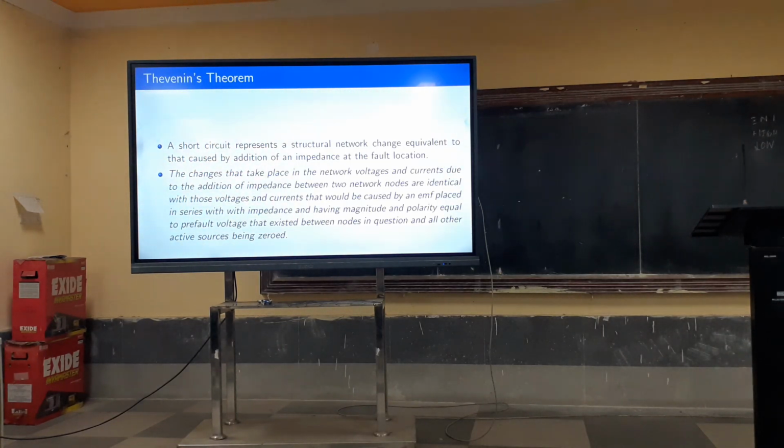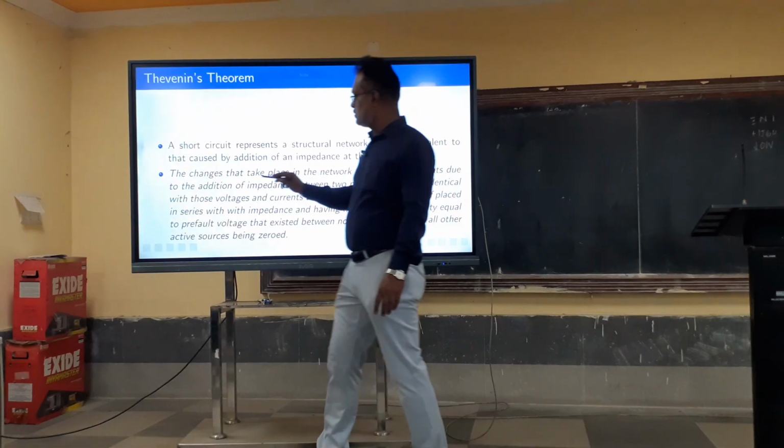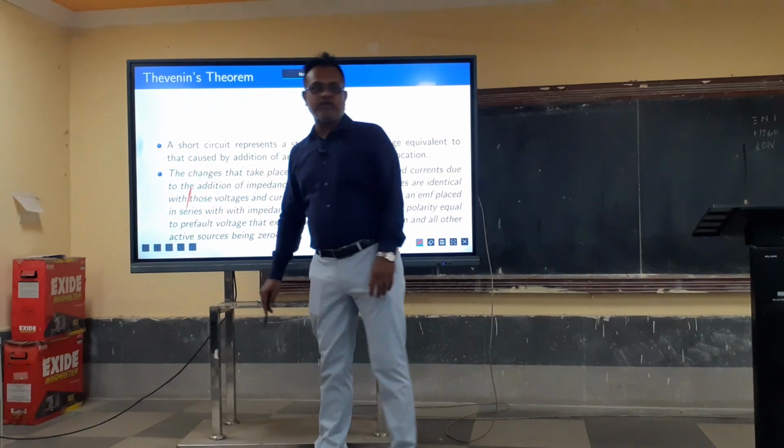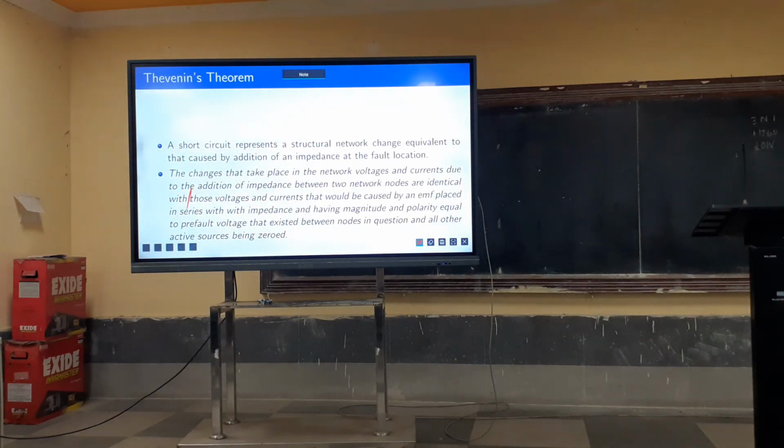Right? So it says in the next, this is from Elgerd's book, but the easiest definitions you can find in network theory. The changes that take place in the network voltages and currents due to the addition of the impedance between two network nodes are identical with. Okay. So here, this is the problem statement. Up to this is the problem statement. That means you have a fault between two nodes. What is the current? How to find that out?